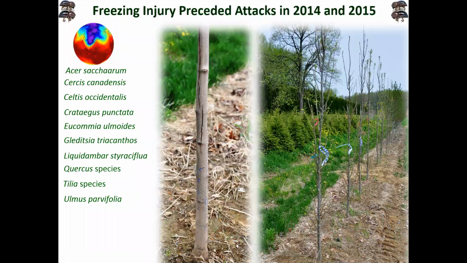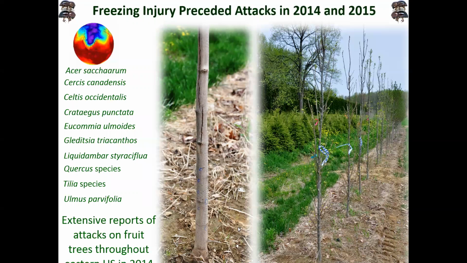Now, I also wanted to mention that freezing injury has preceded attacks, and this was associated with the polar vortex winters that we had in 2014 and 2015. There were a lot of record-breaking low temperatures throughout the Midwest, the Mid-Atlantic states, and the Southeast. In Ohio in particular, we saw extensive ambrosia beetle attacks on a number of ornamental trees. For instance, you can see this cracking of the stem and the ambrosia beetle attacks that occurred on that particular tree.